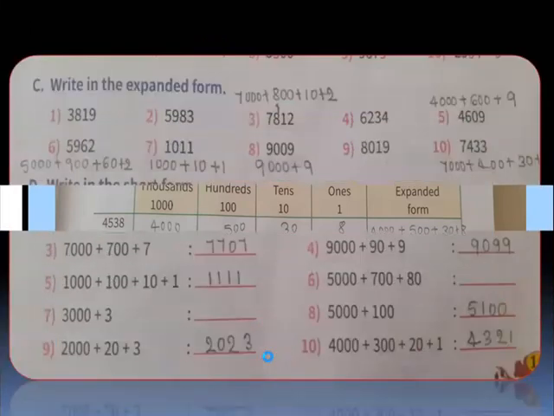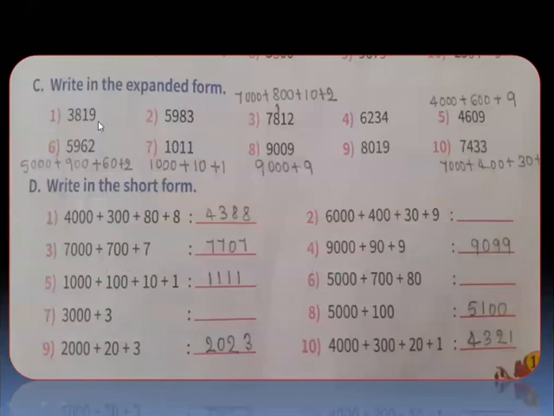Next, C main. Write in the expanded form. Okay, you have to write these numbers in expanded form. First one and second one you have to do in textbook or classwork. See, third one, I did this one. 7812 means, for all these numbers they have given, first you have to read this number properly.